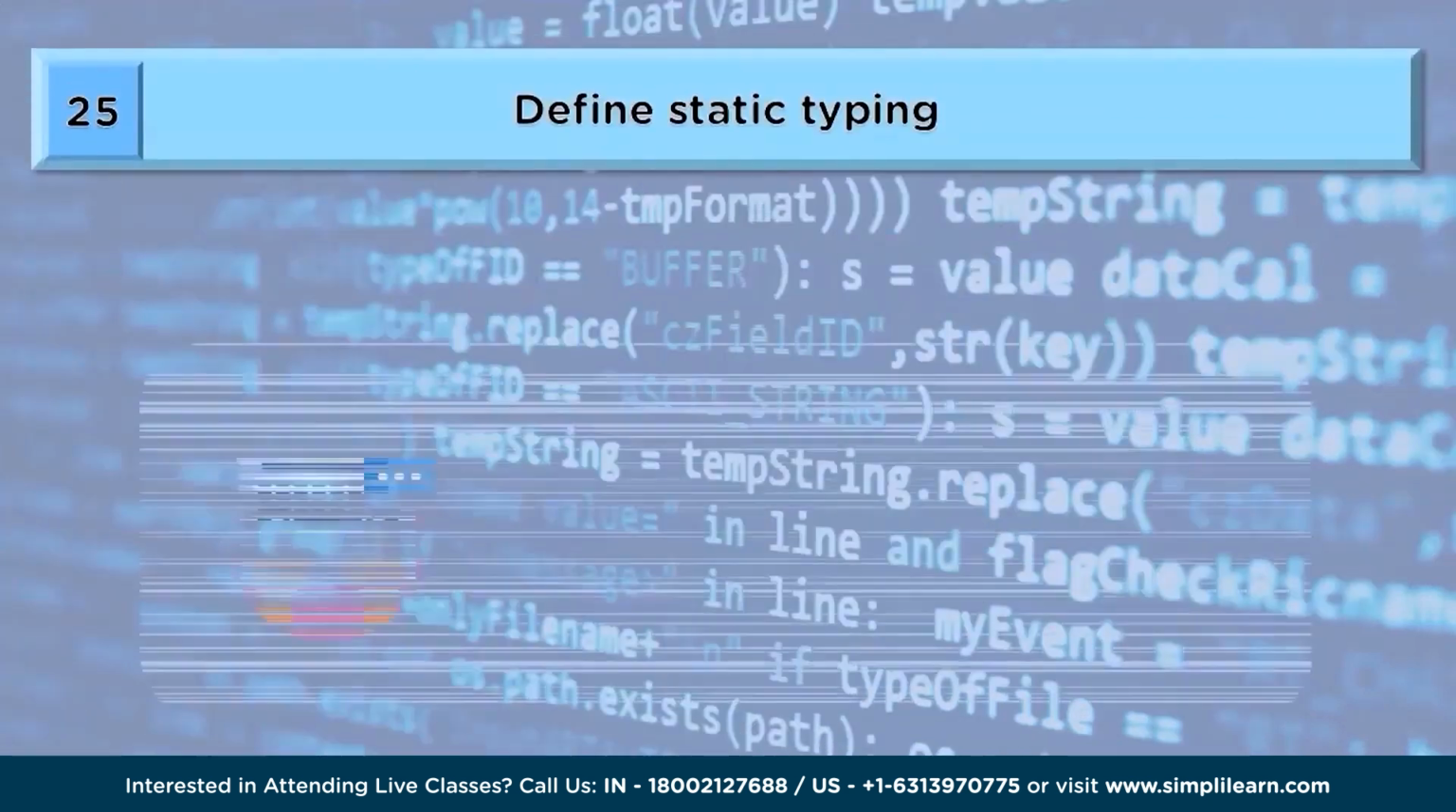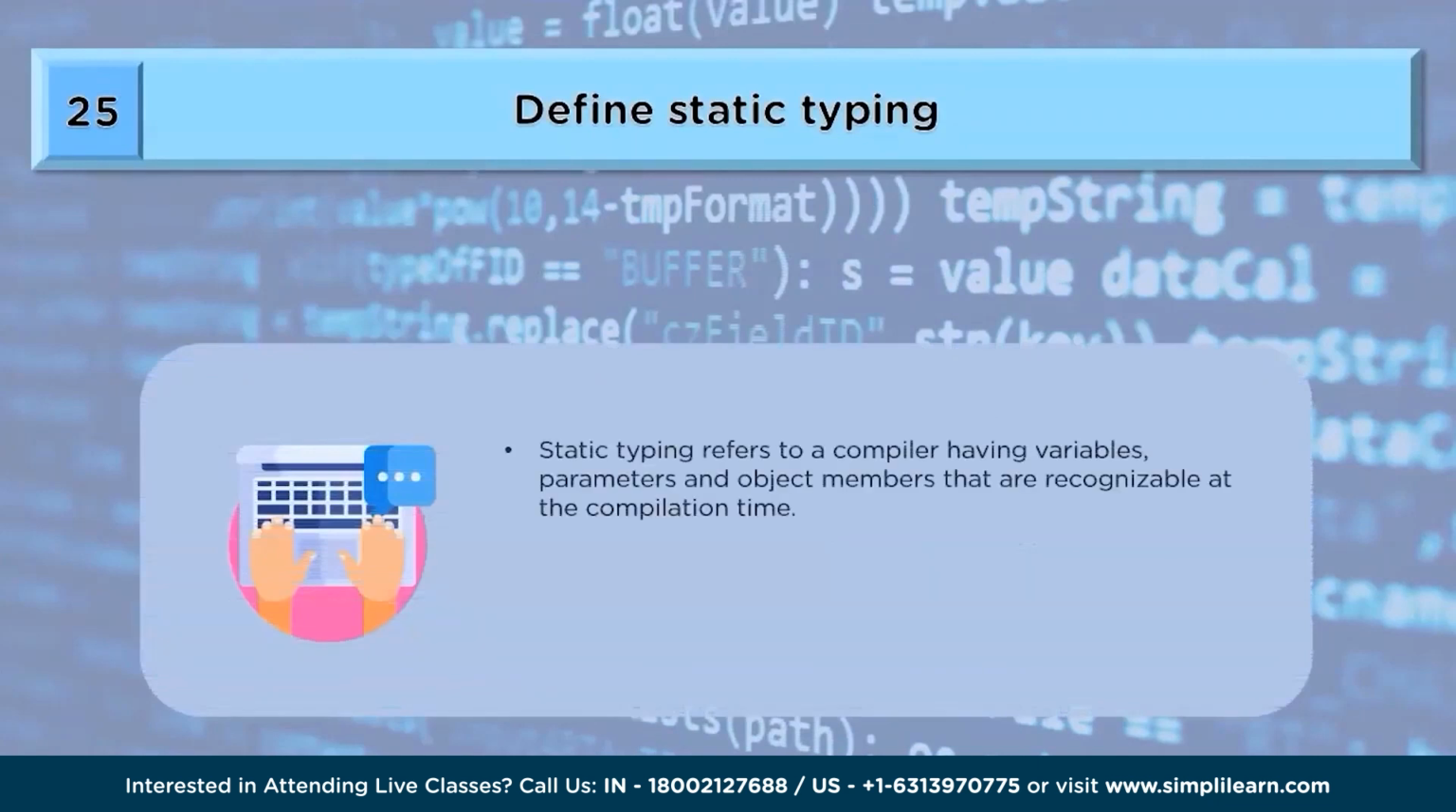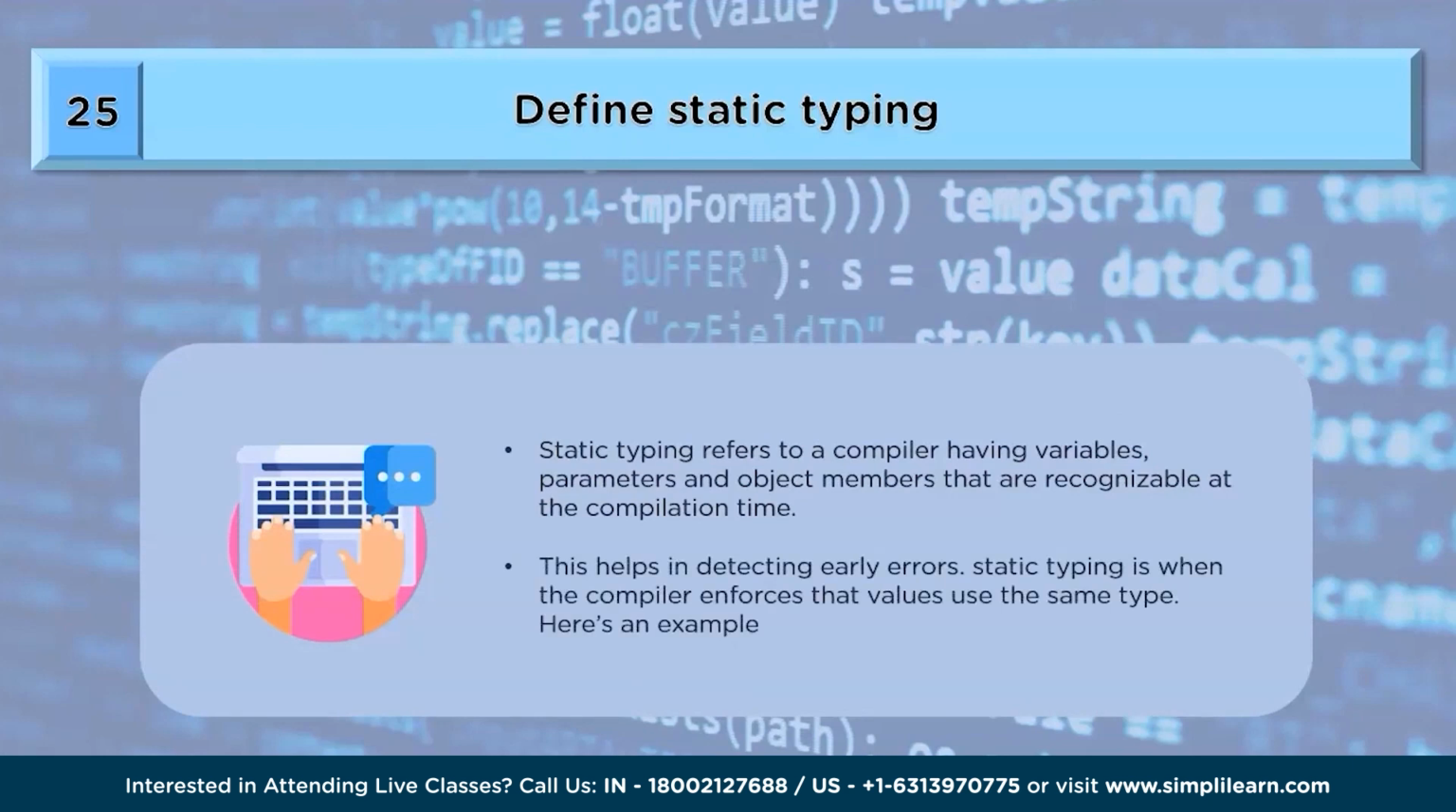Define static typing. Static typing refers to a compiler having variables, parameters, and object members that are recognizable at compilation time. This helps in detecting early errors. Static typing is an important concept. Static typing is when the compiler enforces that the values use the same type. Here's an example.